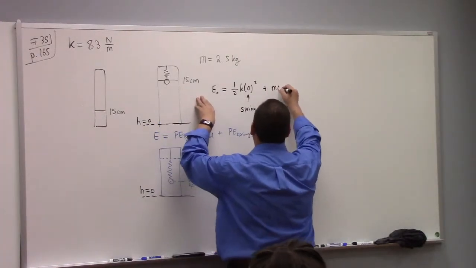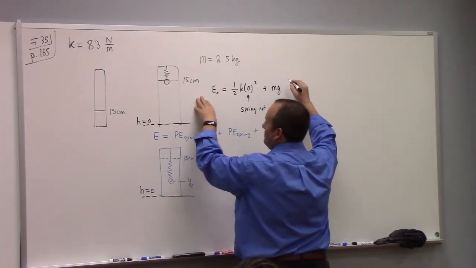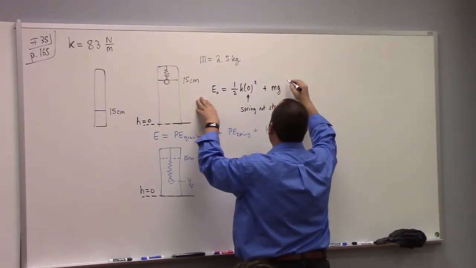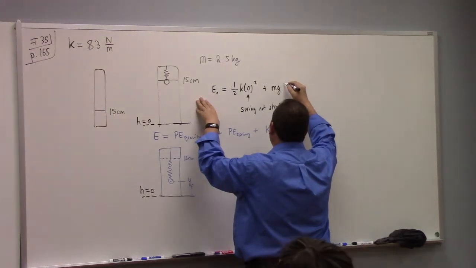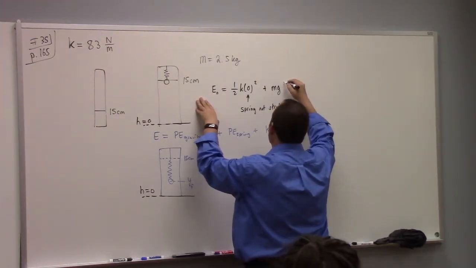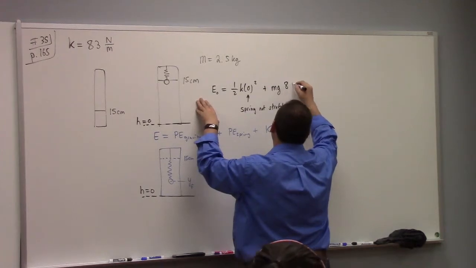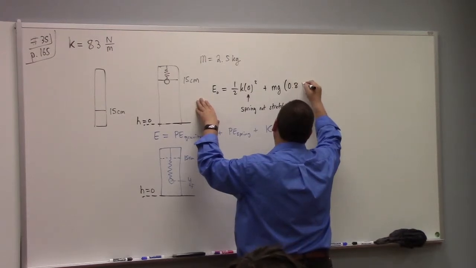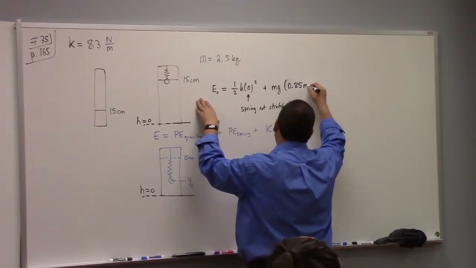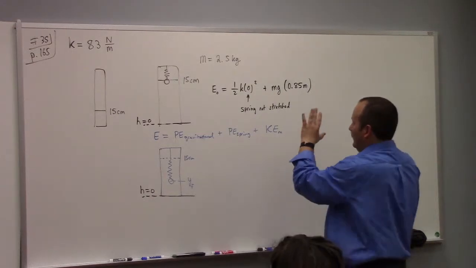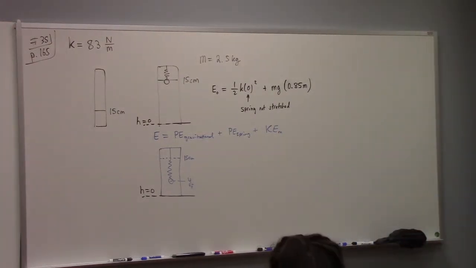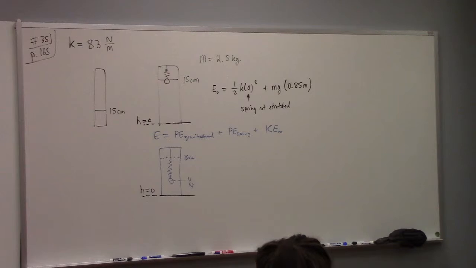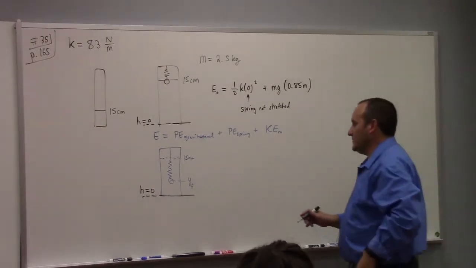So plus mg, let's just call this 85. Oh, but let's do, yes, indeed, 0.85 meters, right? So there you go. That's the initial potential energy. Now, which mass goes there? Of course, the 2.5 kilograms, right? That's the initial potential energy. And what's the final situation here?